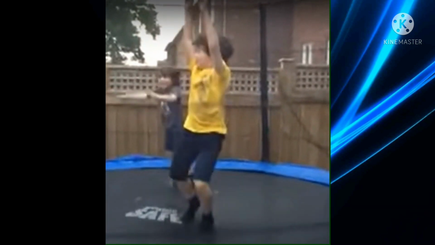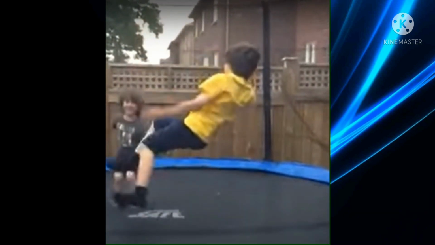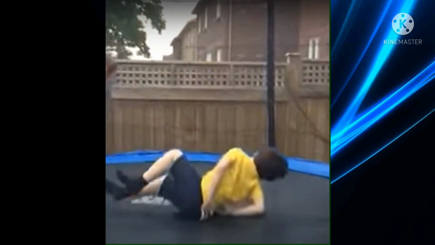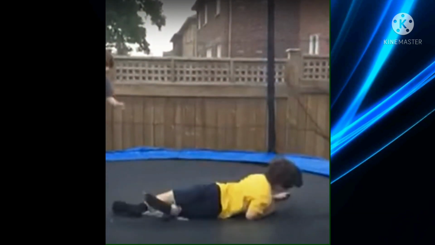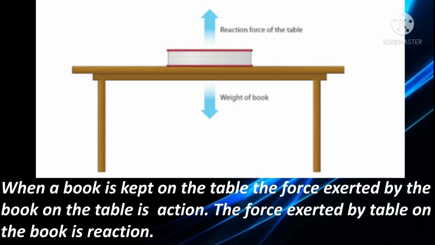Here, the force applied by the boy on the trampoline is action, while the force applied by the trampoline on the boy is reaction. When a book is kept on the table, the force exerted by the book on the table is action, while the force exerted by the table on the book is reaction.